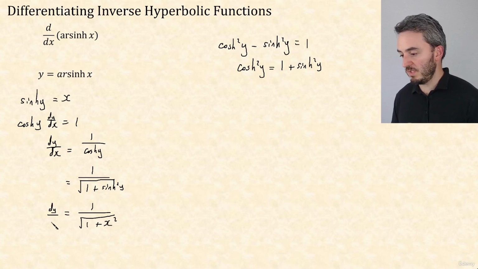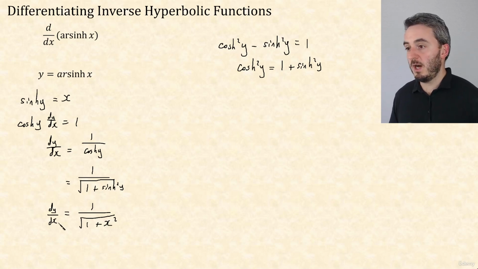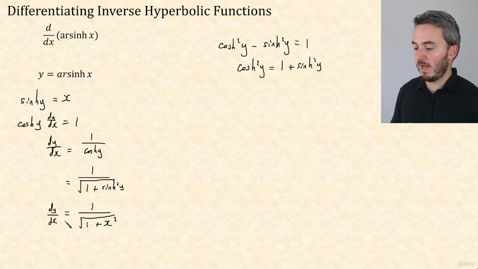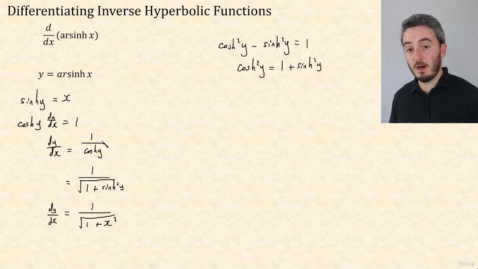And as you'll see, the more we do this, the more you'll see the similarities between the hyperbolic ones and the trig ones. And the derivative of arcsin x from trig is 1 over root 1 minus x squared. Now it's just 1 over root 1 plus x squared.